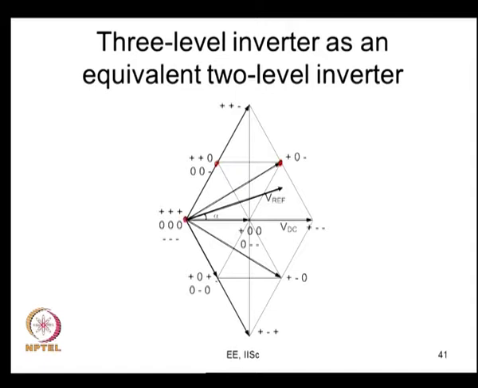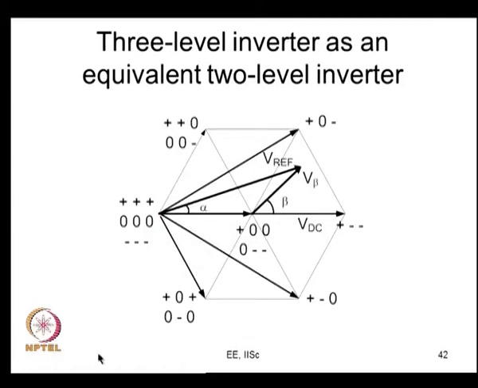Let us look at this. This pivot vector is very similar to the 0 vector in many cases, and therefore you can look at this hexagon, and it is quite similar to that of a 2 level inverter's hexagon. So in every extent you can regard this as an equivalent 2 level inverter. Now, this is your pivot vector.